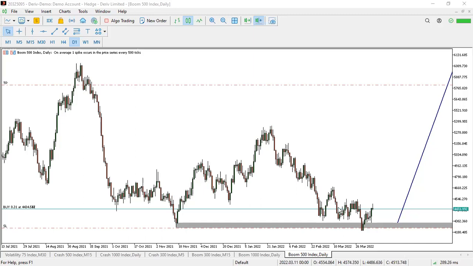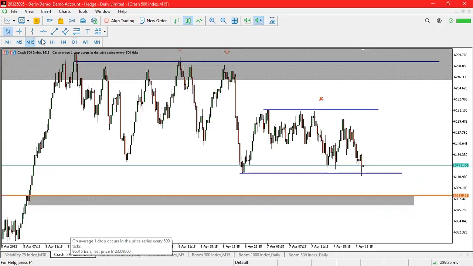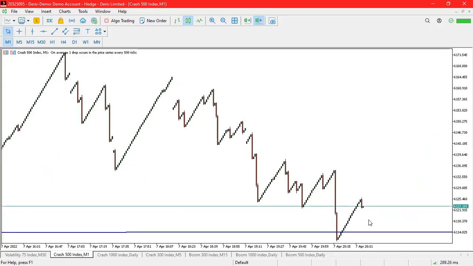So guys, let's go to Crash 500 and show you something. Maybe we might get a spike. You see what I'm talking about, guys? This is how Crash spikes. Just that the spike wasn't that high, maybe big or long.